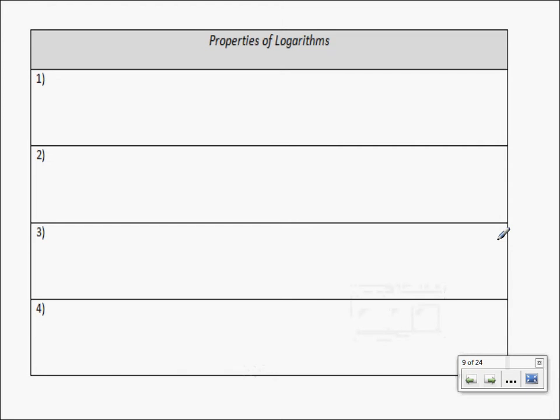Hello, and I want to welcome you to the second half of logarithmic functions. This is part 2. Okay, so something you'll need to know about the properties of logarithms.